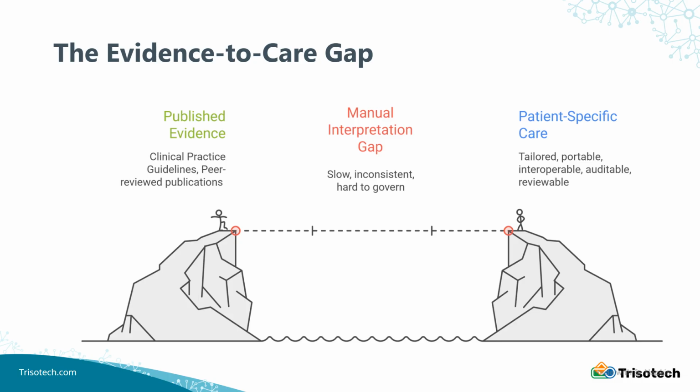Clinical guidelines and publications contain useful recommendations, but they are not automatically ready for patient care. Someone must interpret them, translate them into logic, apply them to the patient, and keep them current. That manual step is where delay, inconsistency, and governance problems appear.